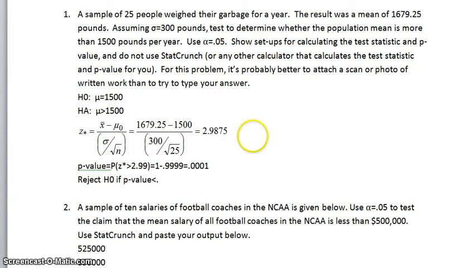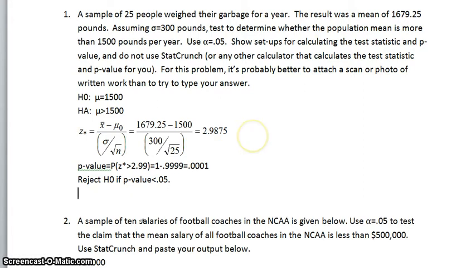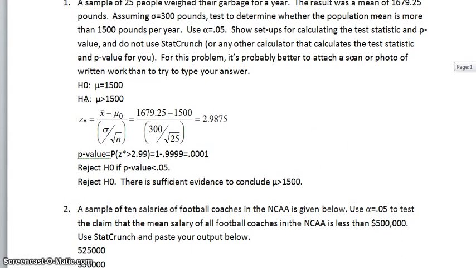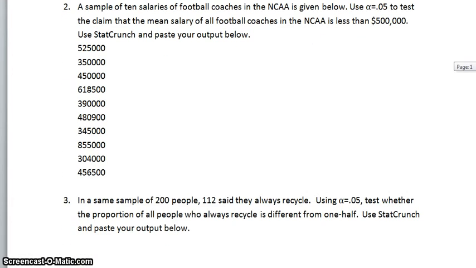in this problem, 0.05. Our p-value is indeed less than 0.05. Therefore, we reject H naught and say that there is sufficient evidence to conclude that mu is greater than 1,500. In other words, that on average, people generate more than 1,500 pounds a year of trash. Okay, so that's the first one.